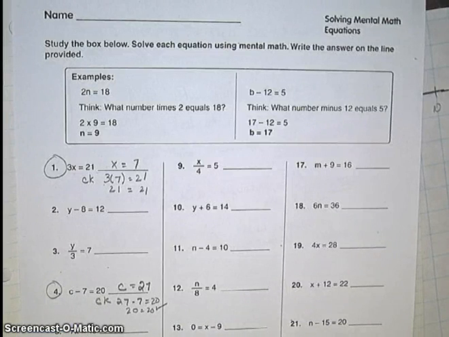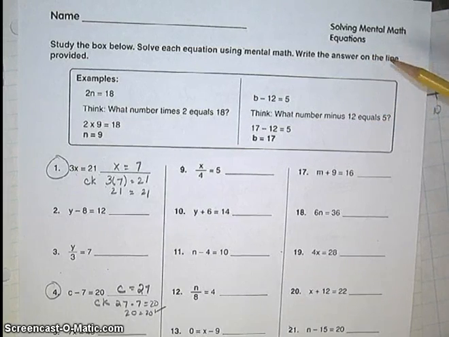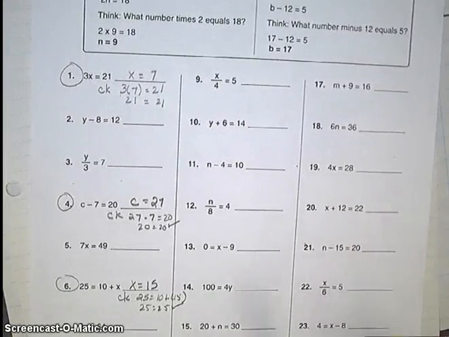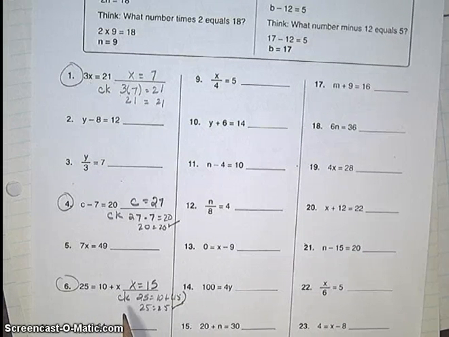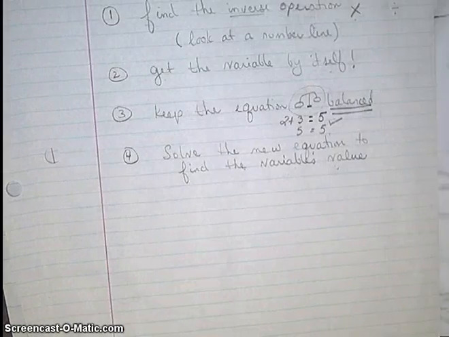Hunter again, and we are on part 2 regarding our homework for solving mental math equations. We were finishing up with number 6 from last time. We solved using the 4 steps that we discussed, and we found that x is equal to 15. The steps that we talked about were these.